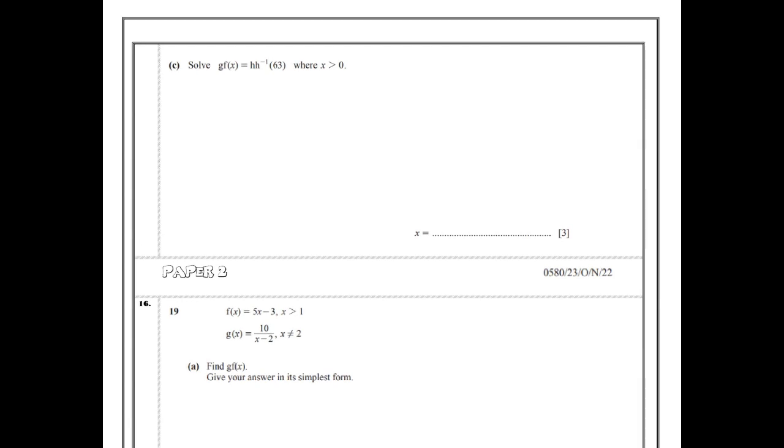Question C. Solve g f of x equal h -1 of 63. This is a special case. h -1 equals 63. It means that the answer is 63.